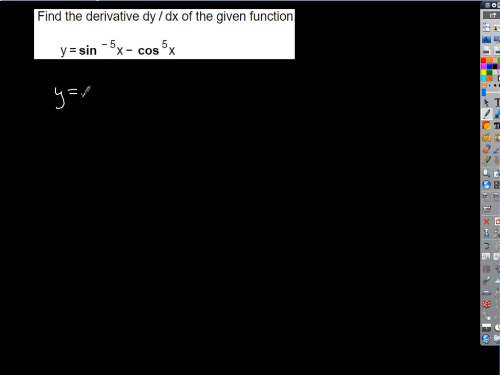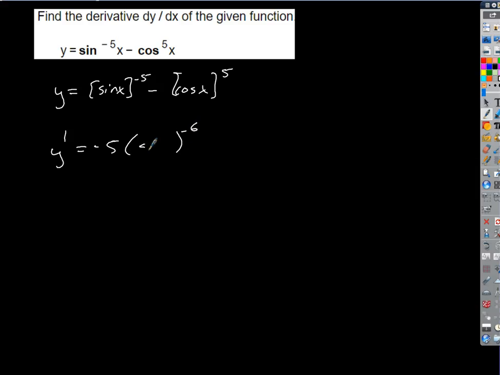So it might not be a bad idea to write this as the quantity sine x to the negative 5, because that's really what that means, isn't it? Minus cosine of x to the 5th, right? So now if we do chain rule, what do we get? We're going to get y prime equals, what's chain rule give us for this first one? Negative 5 times sine x to the negative 6.